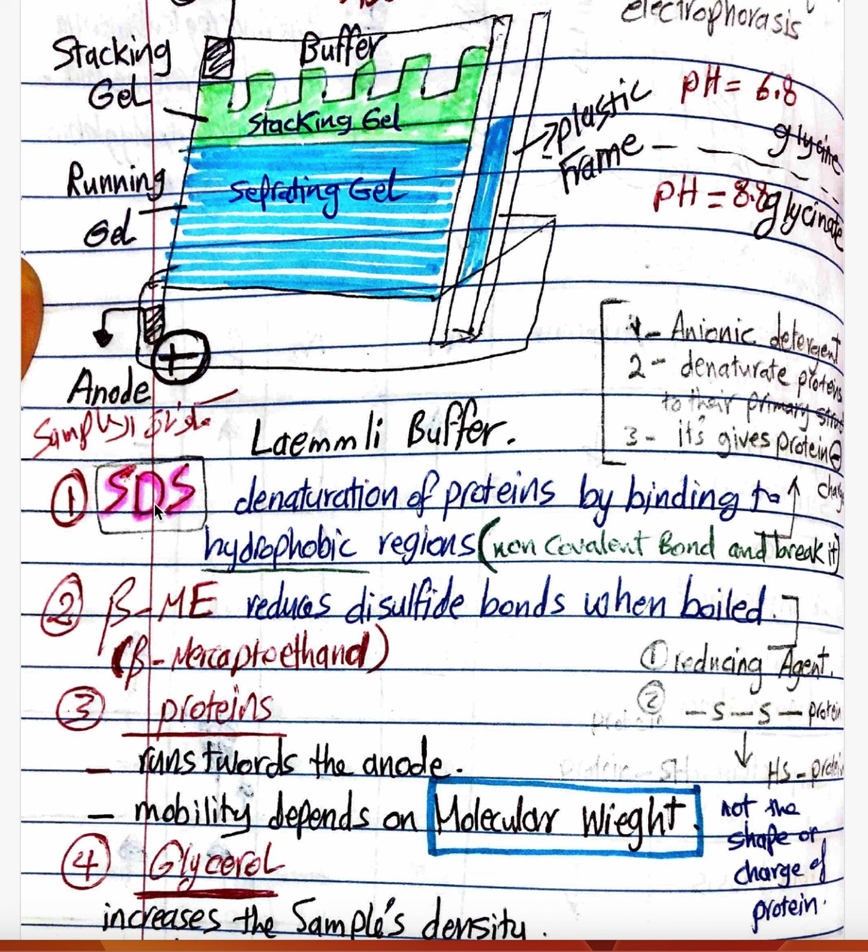Why do we cause denaturation of the protein? Because we want all the proteins to have a negative charge. We want all of these proteins to have the same charge, which is negative, so these proteins can migrate from the negative side, which is the cathode, towards the anode. That's exactly why we cause denaturation of these proteins. So the sodium dodecyl sulfate causes denaturation of proteins by binding to their hydrophobic regions, like binding to the non-covalent bonds and then breaking them.